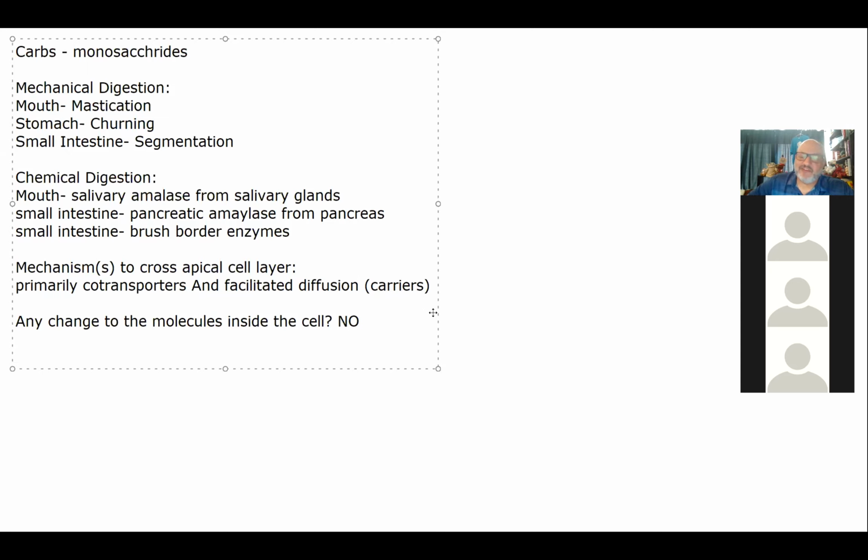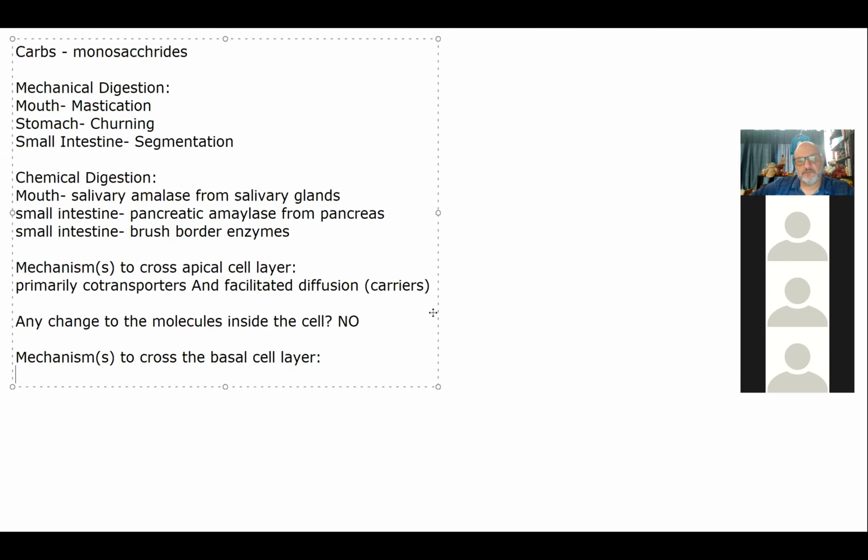Again, we say that because remember the lipid changes do take place inside the cell. So if we're trying to be consistent in the way we're learning this, it helps to do that. So nothing happens to it inside the cell. So then we just need a mechanism to cross the basal cell layer.